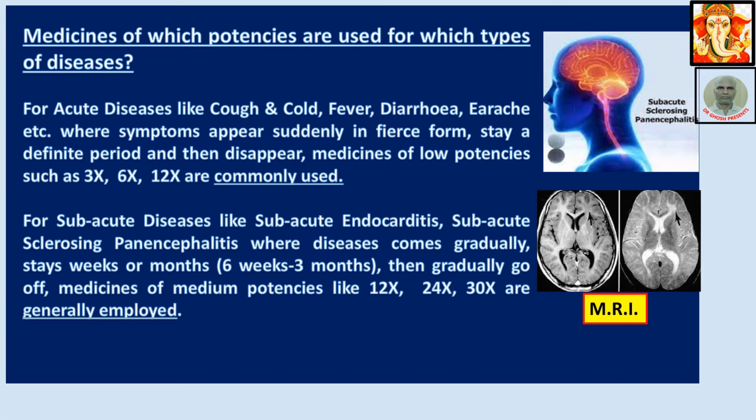Medicines of which potencies are used for which types of disease? For acute diseases like cough and cold, fever, diarrhea, earache, etc., where symptoms appear suddenly in fierce form, stay a definite period and then disappear, medicines of low potencies such as 3x, 6x, 12x are commonly used. For subacute diseases like subacute endocarditis and subacute sclerosing panencephalitis, where disease comes gradually, stays weeks or months, generally 6 weeks to 3 months, and then gradually goes off, medicines of medium potencies like 12x, 24x, 30x are generally employed.